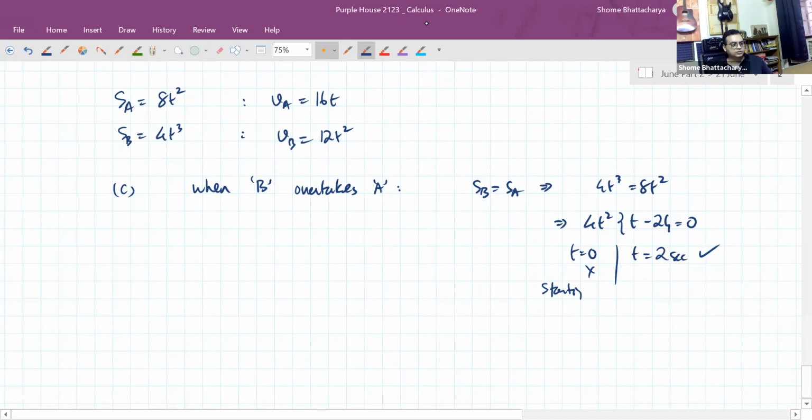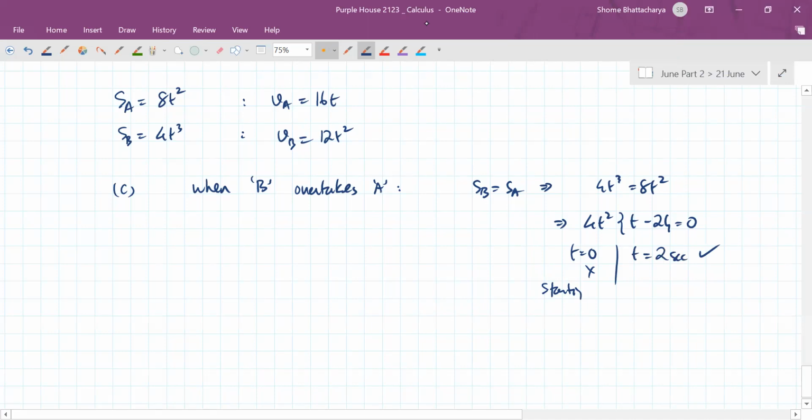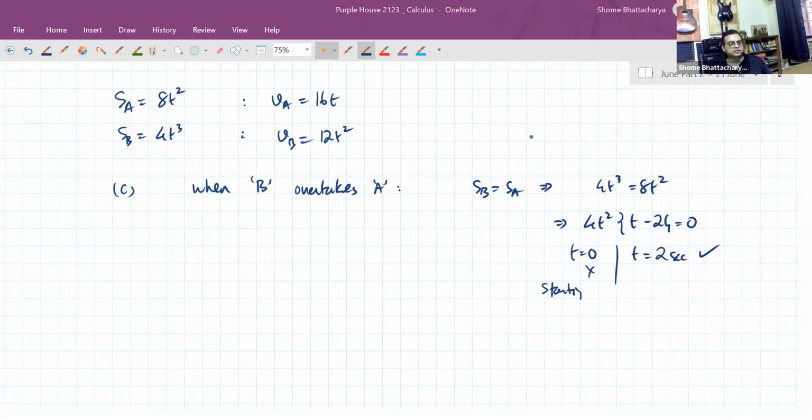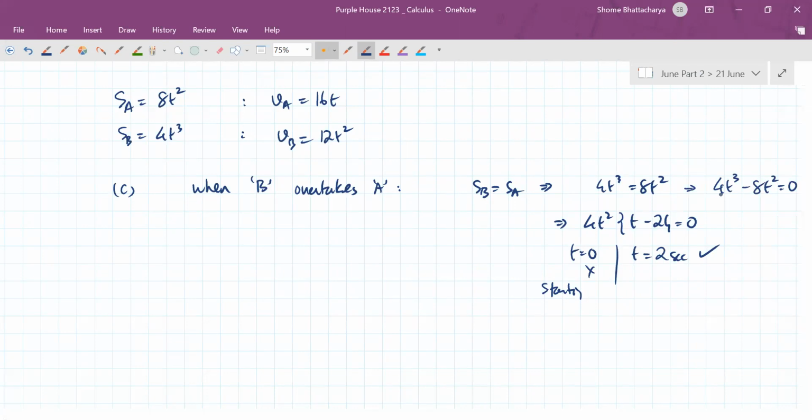Yeah, what is the doubt, beta? Sir, how do you get t minus 2? It's algebra, no, beta. We just rearrange these terms: 4t cube minus 8t square is 0. If you take 4t square common, will you not be left with this factorization? Okay, sir. Now similarly, over here, why did we put the equal to sign? It should be a greater than or equal sign, right?